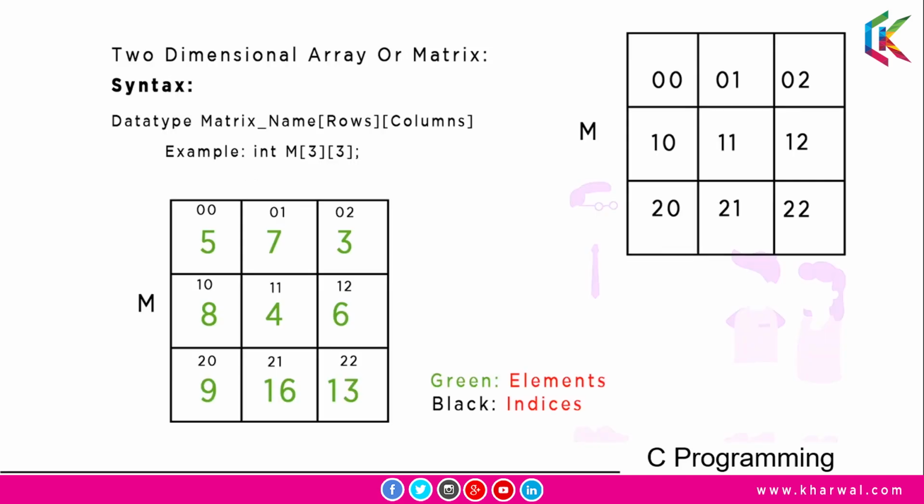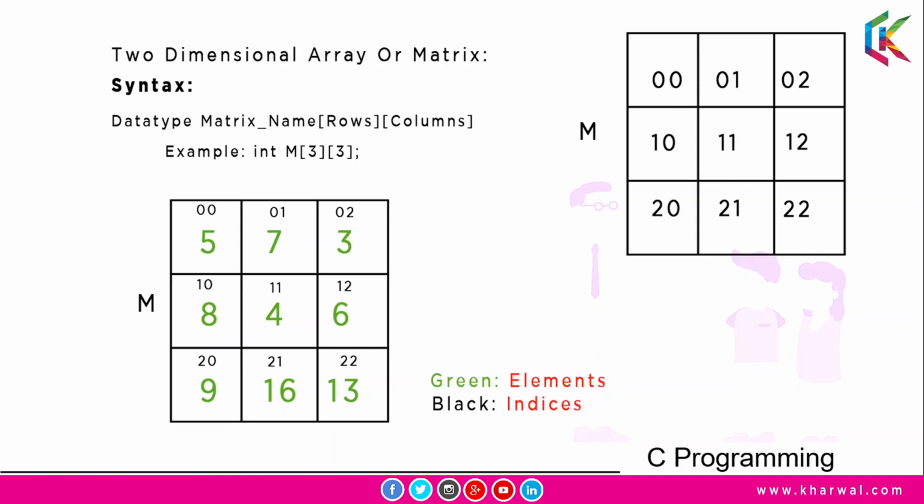I have declared an integer two-dimensional array M of 3 cross 3, so there will be 3 rows and 3 columns. The first element will be stored at index 0 0, the second element at 0 1, the third element at 0 2, and so on. The numbers in green are elements, whereas the numbers in black are indexes in this matrix.